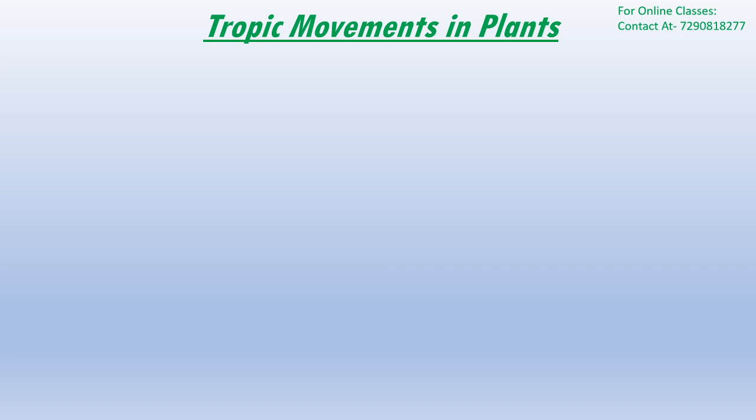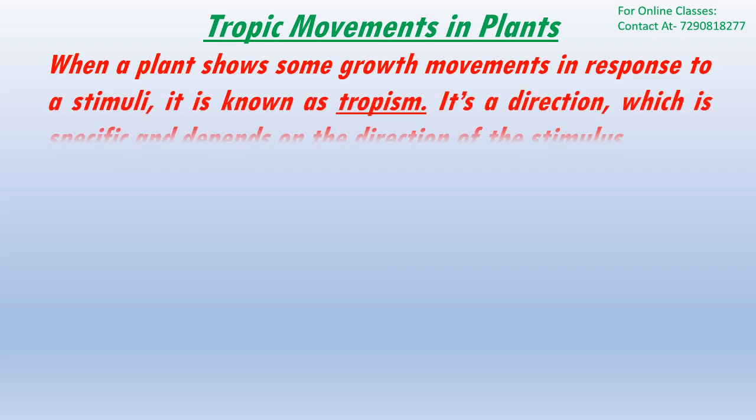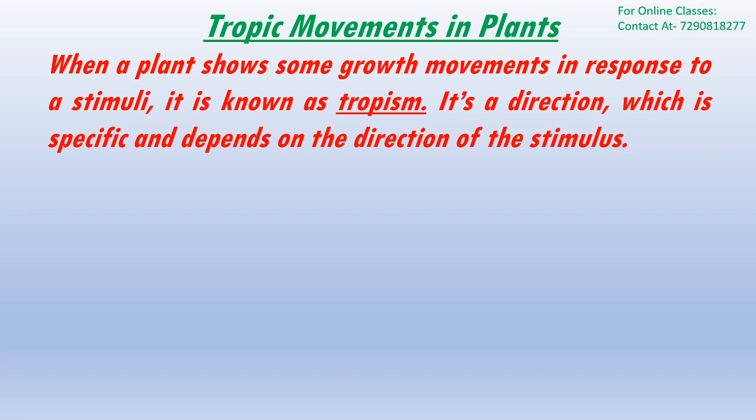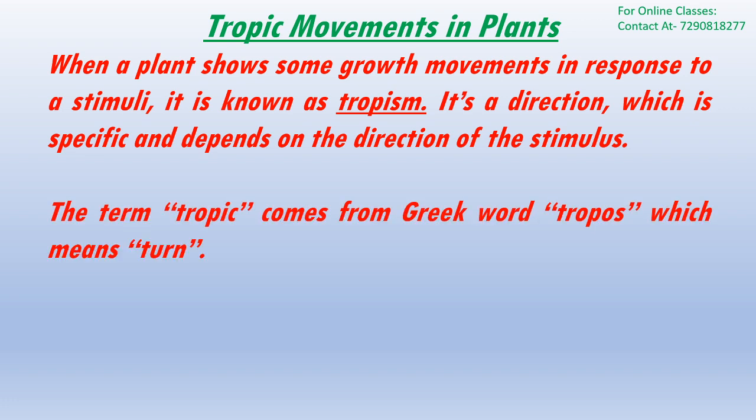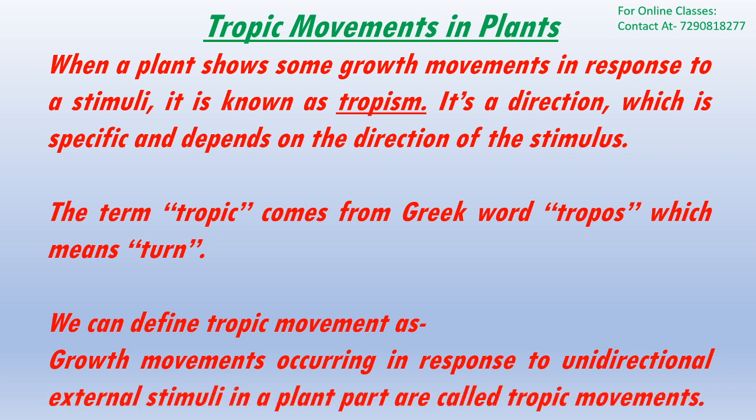Now, the second movement in plants is tropic movement. When a plant shows some growth movements in response to a stimulus, it is known as tropism. Its direction is specific and depends on the direction of the stimulus. The term tropic comes from the Greek word tropos, which means turn. Now, we can define tropic movement as growth movement occurring in response to unidirectional external stimuli in plant parts are called tropic movements.